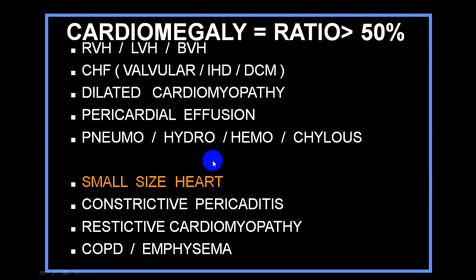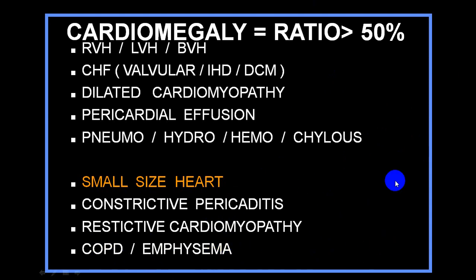While in a small size heart, where the cardiothoracic ratio appears even less than 40, classical examples are constrictive pericarditis and restrictive cardiomyopathy. These 2 are cardiovascular conditions; this one is pericardial, this one is myocardial. In a respiratory condition like COPD, because the diaphragm is pushed down, the heart is a little vertical and will appear a little smaller in size. So we call it vertical heart. In emphysema and COPD, the heart size will appear a little smaller.